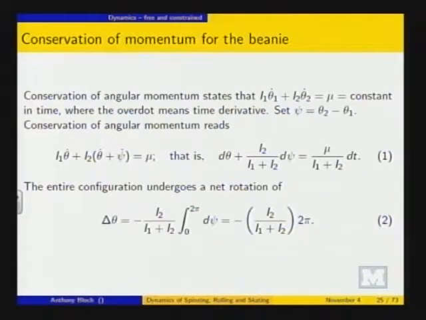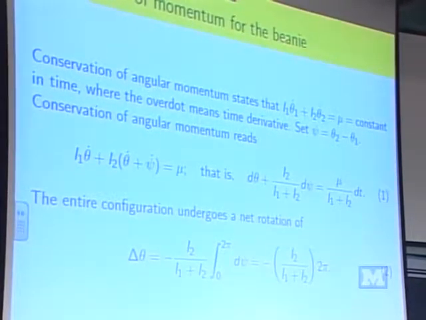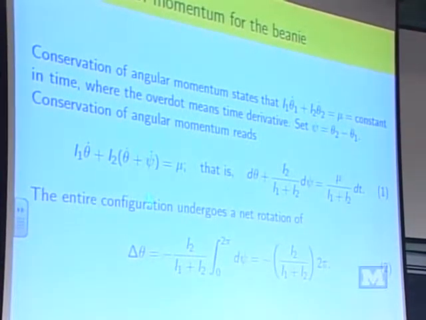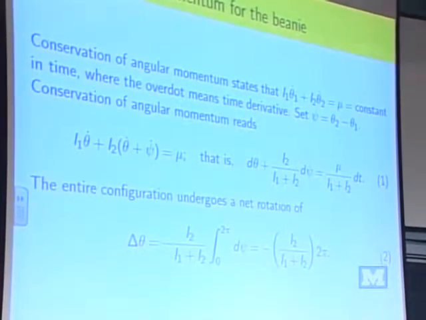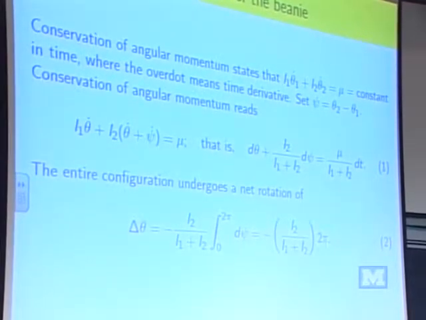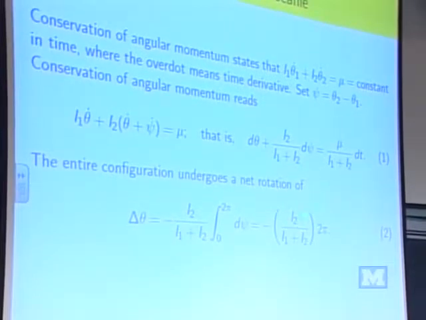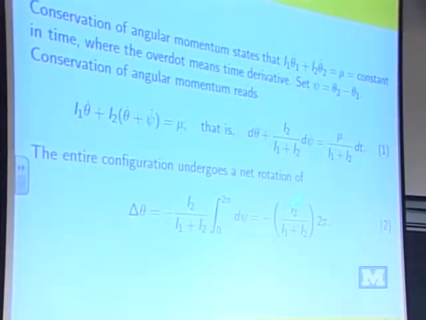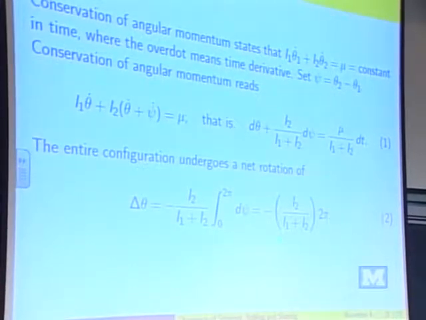And from this, you can work out what the total angular rotation is, depending on the angle between the two bodies. And just a little bit of algebra gives you that the entire configuration, that is, Elroy himself, moves by this amount. So if the propeller turns by 2 pi, Elroy moves by the ratio I2, that's the propeller moment of inertia, to the sum of the inertias of Elroy plus his beanie.